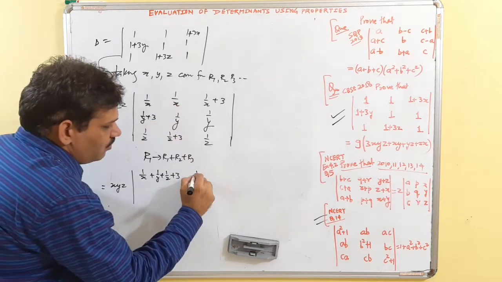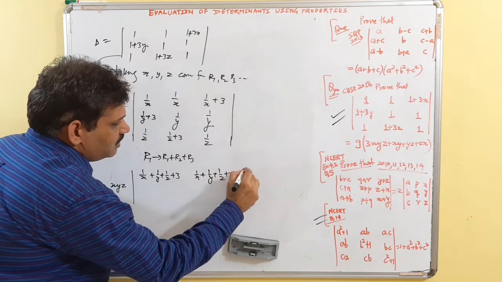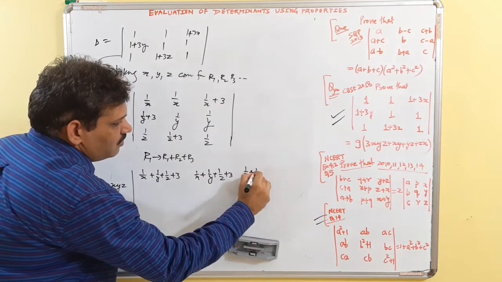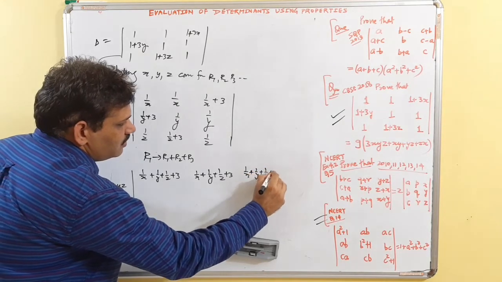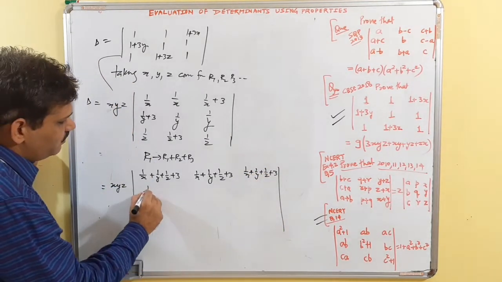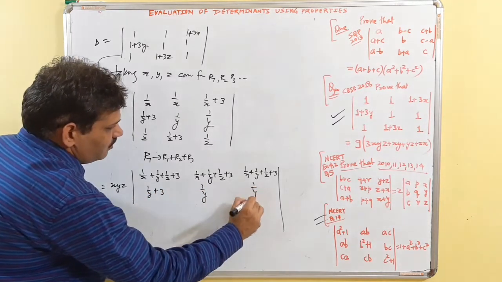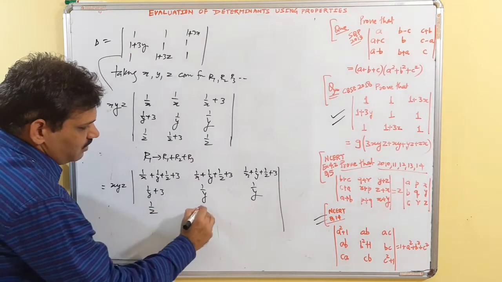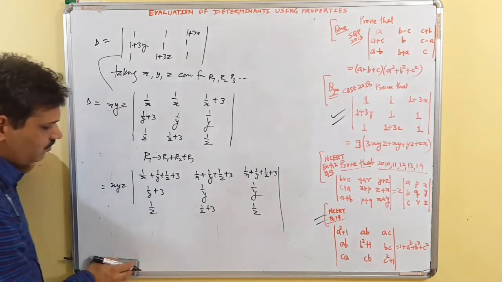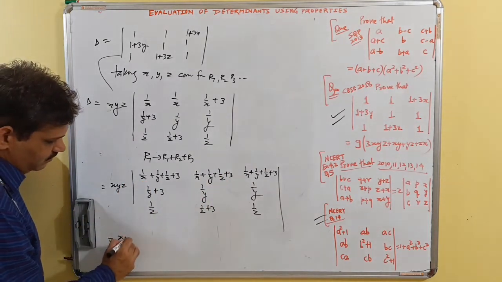Here also 1 upon x, 1 upon y, 1 upon z plus 3. Here also 1 upon x plus 1 upon y plus 1 upon z plus 3. And there is no change in R2 and R3. So this will be repeated: 1 by y plus 3, 1 by y, 1 by y, 1 by z, 1 by z plus 3 and 1 by z.